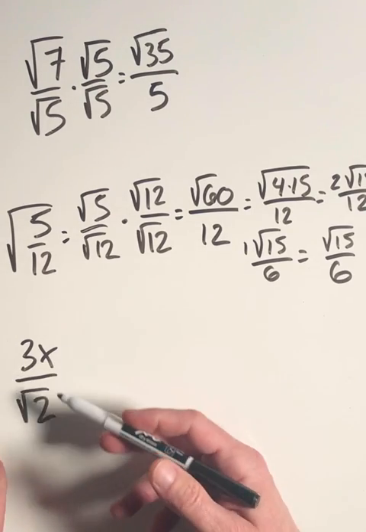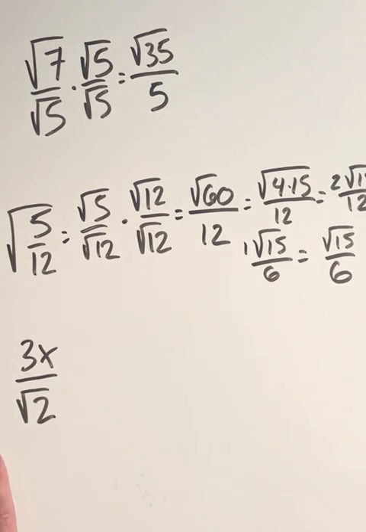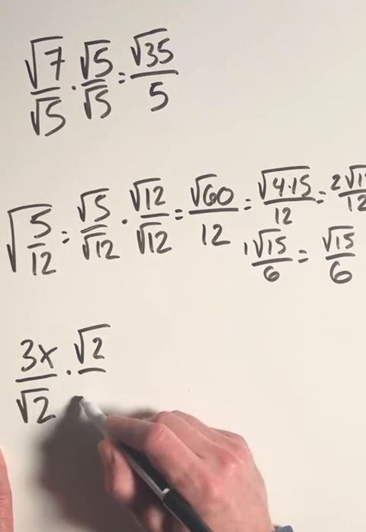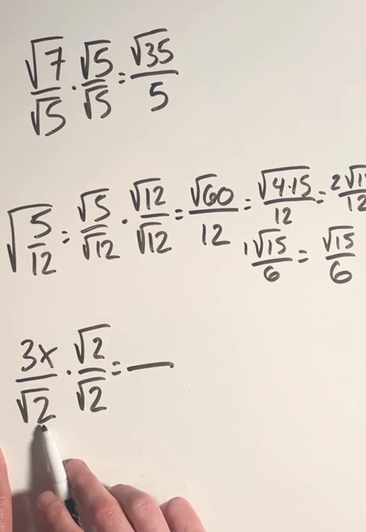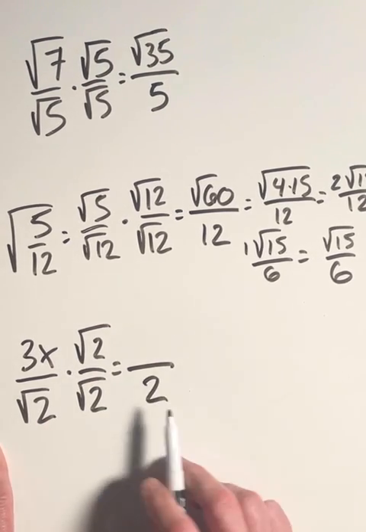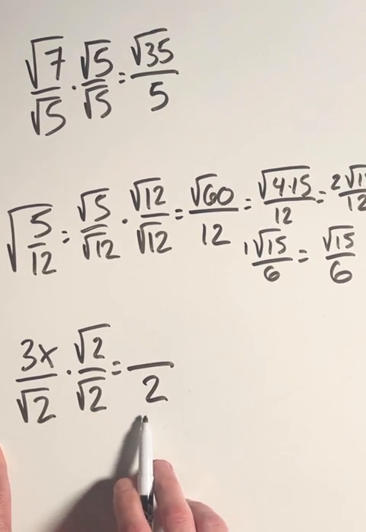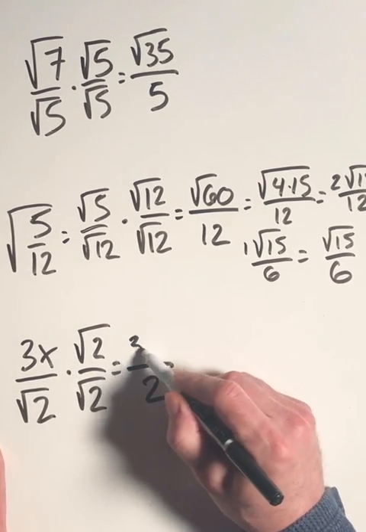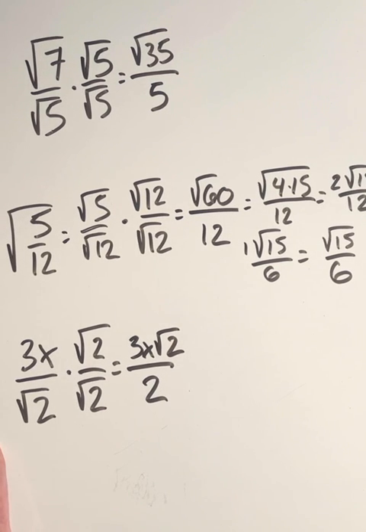Okay. Now here, same idea. I have 3x over the square root of 2. The square root of 2 is an irrational number in my denominator. I need to rationalize that denominator by multiplying by it. That will have the effect of turning the square root of 2 times the square root of 2 into 2, because this product would equal the square root of 4, which is 2. And now we have 3x times the square root of 2. That's just going to be 3x radical 2 over 2.